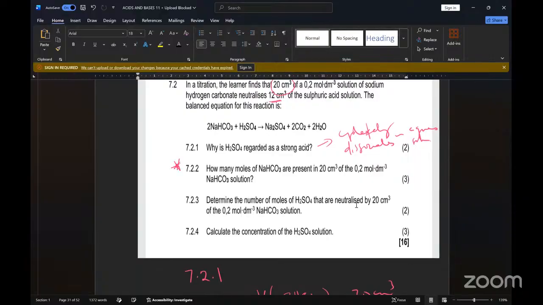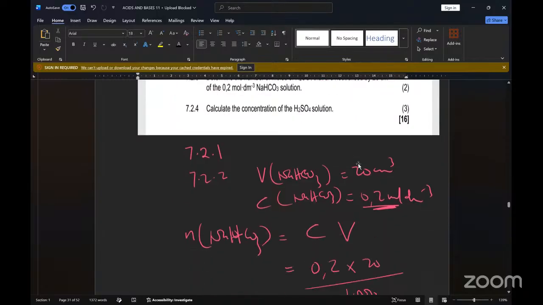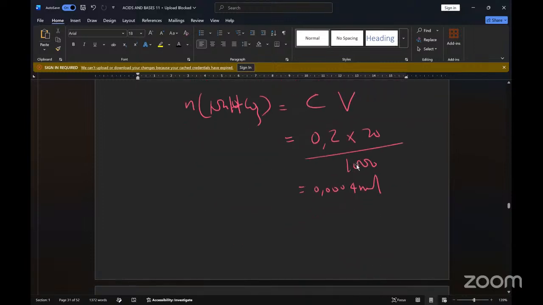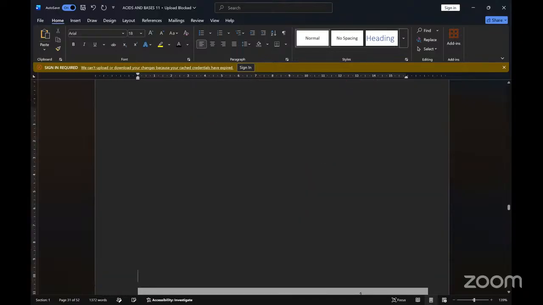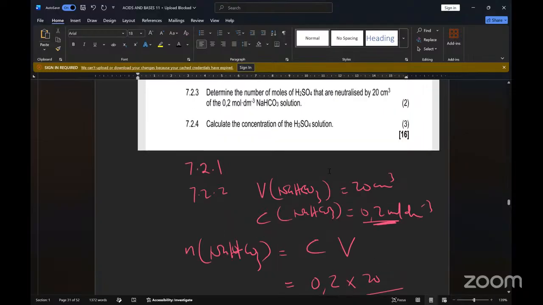Then we move to the third question. Determine the number of moles of sulfuric acid that are neutralized by this volume. With this one, we can't use that C over what. We go back to the previous way of doing the other one. That's why it's always good to be able to switch. It's like switching between apps. Sometimes you have to use this, sometimes you have to use that.